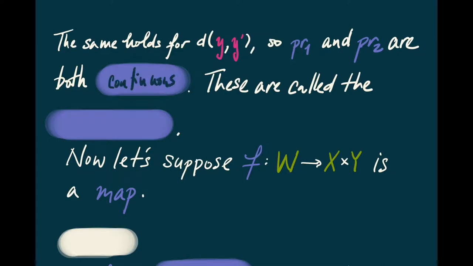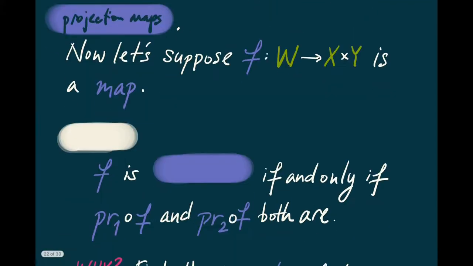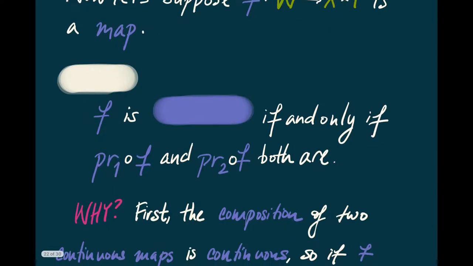But now what I claim is that these two maps, which are called the projection maps, are going to help us identify maps from W, this other subspace that we haven't talked about yet, into X cross Y. So what can happen? Well, we can write down a map W into X cross Y. Maybe it's continuous, maybe it's not. But here's the claim that I want to make.